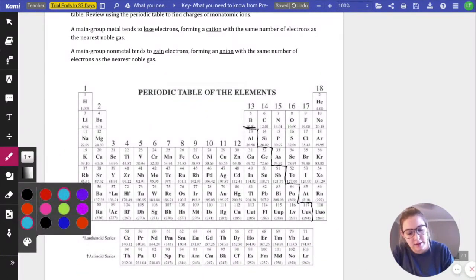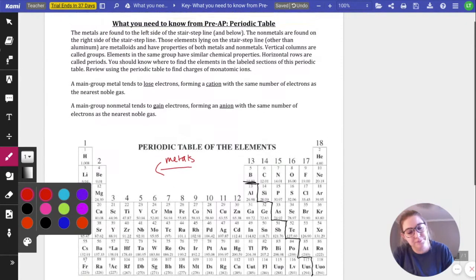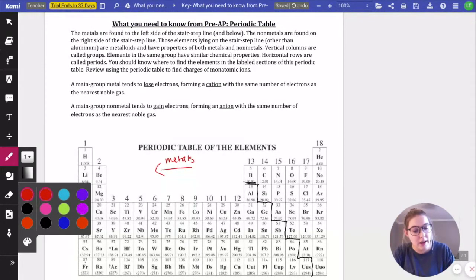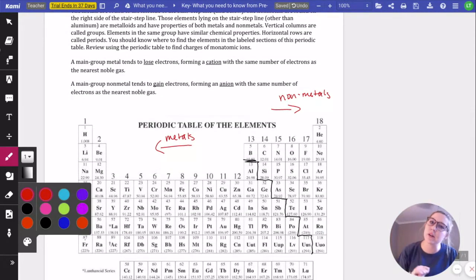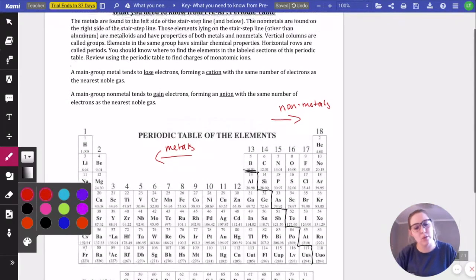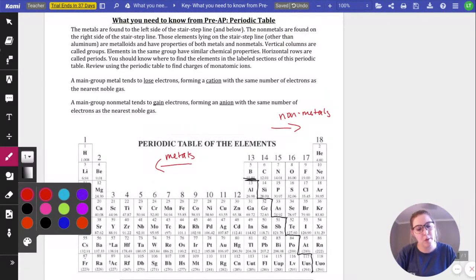Like I said, all of our metals are found to the left of the stair-step line and below, and then non-metals are over on the right. Those are our non-metals right there. On the stair-step line, everything except for aluminum is a metalloid, and they have unique properties. They have properties of both metals and non-metals, which is fun.